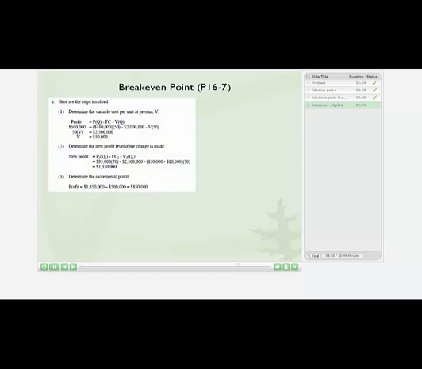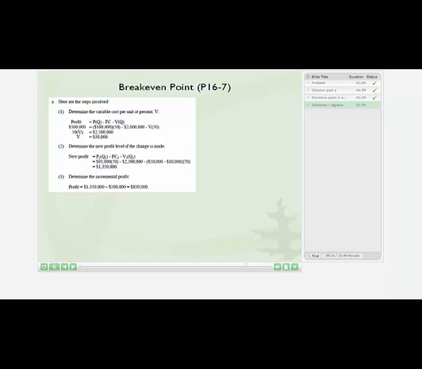Now, you could also solve this problem algebraically if you'd like, rather than using Excel. How you would do that is shown on the screen here. You could determine the variable cost per unit at present using the following formula, right? Price times quantity minus fixed cost minus variable cost times quantity. And as we solve for the unknowns, we determine that V would be equal to 50,000.